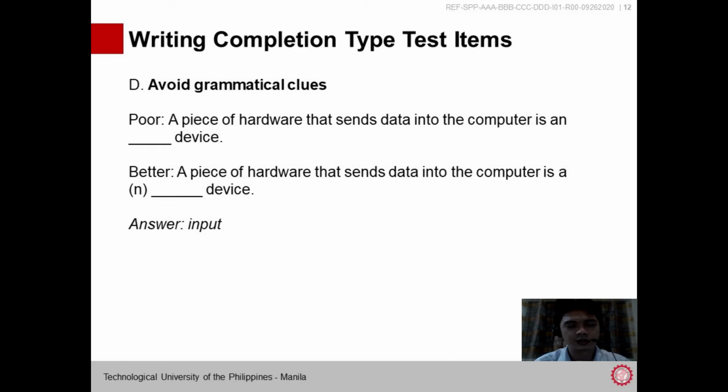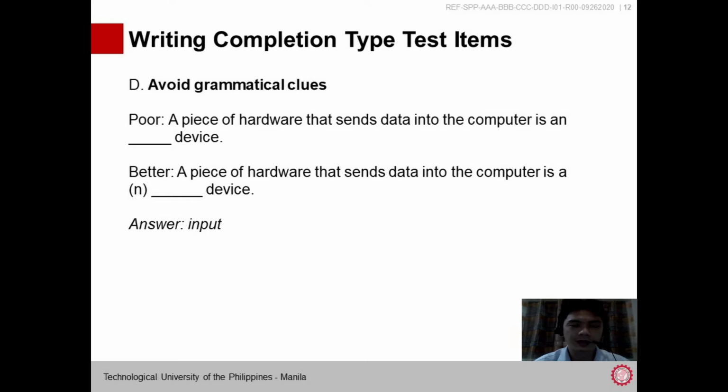Fourth suggestion, avoid grammatical clues. Example, a piece of hardware that sends data into the computer is an blank device. So, itong statement ay poor completion test item statement kasi yung qualifier na an ay naka-indicate dito. Ibig sabihin, binibigyan ng clue yung student na ang sagot ay vowel, magsisimula.